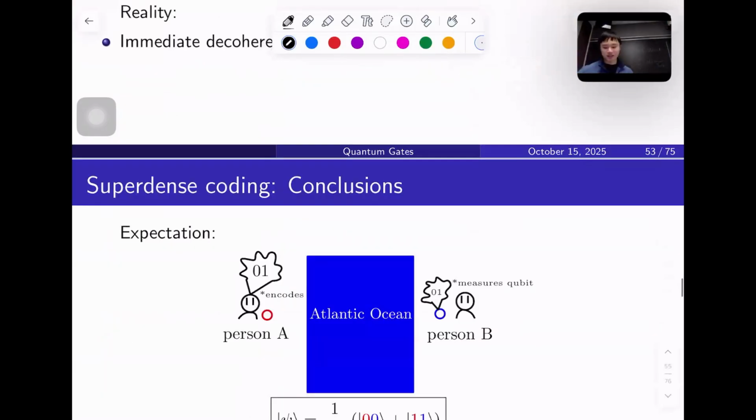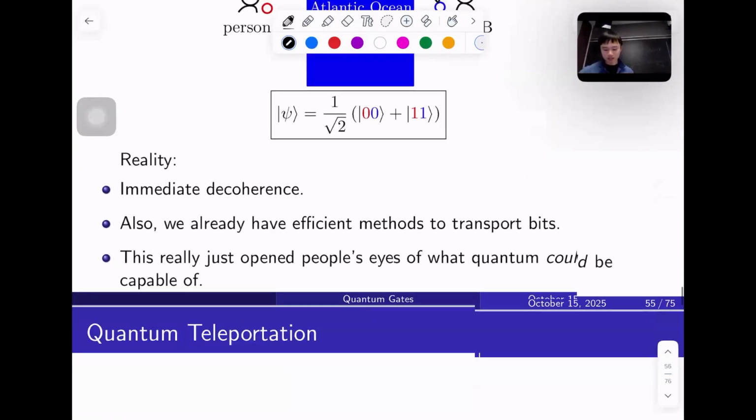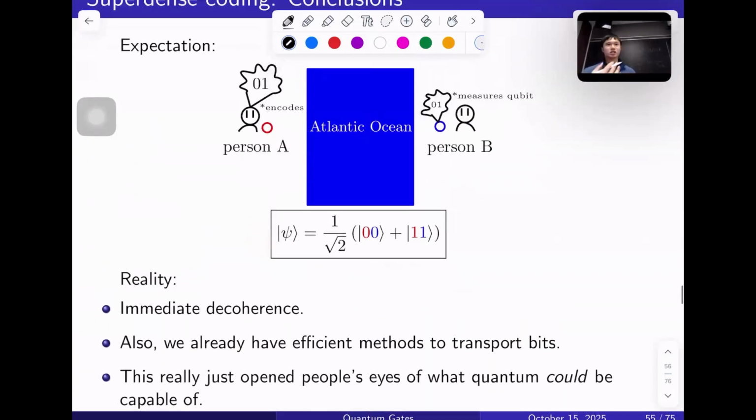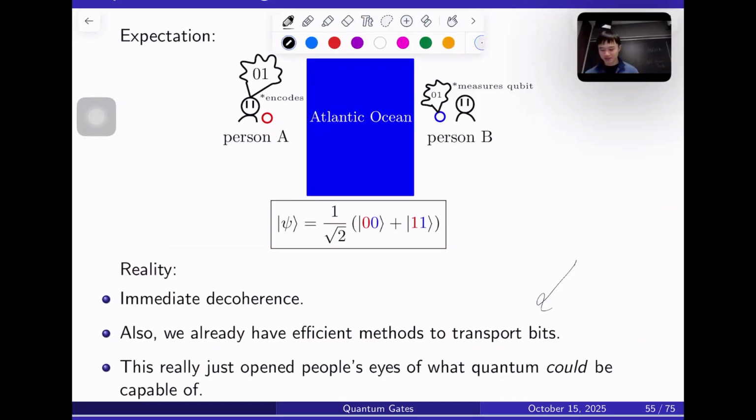But the reason why this is cool is because it shows you what is possible quantumly, and it gives you a measure of what entanglement is like, where entanglement is a resource you can use, and how quantum bits and classical bits can be interconverted. And of course, you guys might be thinking this is kind of silly anyways, because it's really easy to transmit bits, and presumably much harder to transmit qubits. But again, this is just showing what is possible quantumly.